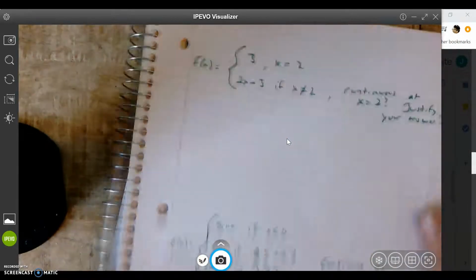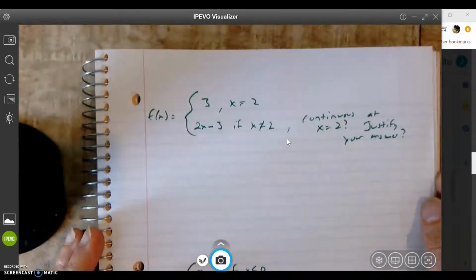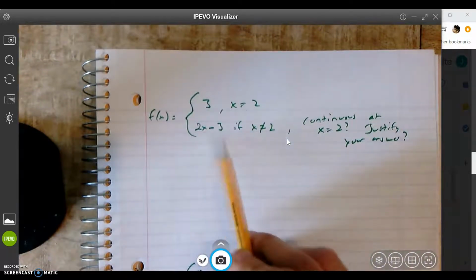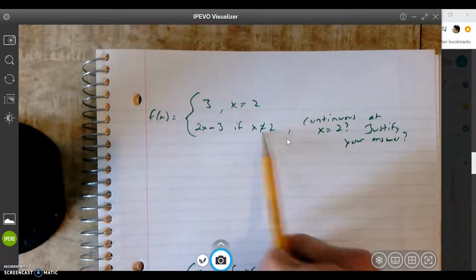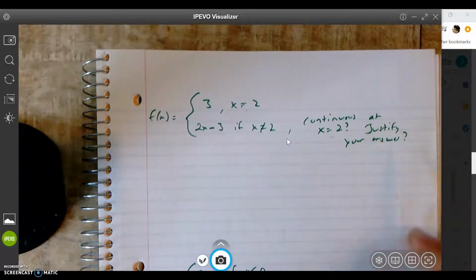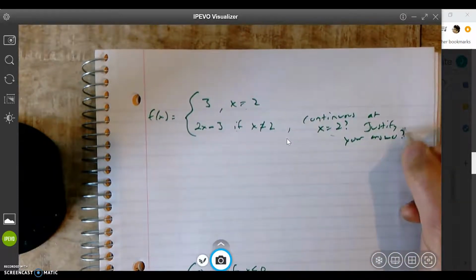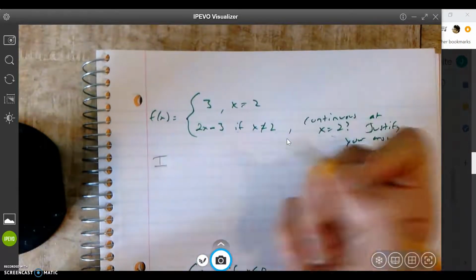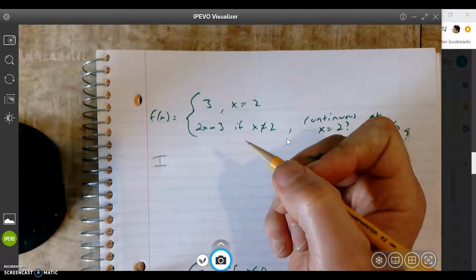One more. Here you go. All right, f of x equals, so we have 3 when x equals 2, and 2x minus 3 if x does not equal 2. Is it continuous at x equals 2? Justify your answer. There should be an exclamation point. There you go. So justification, part 1. You know what I'm doing. There's no surprises. Here's the third time.